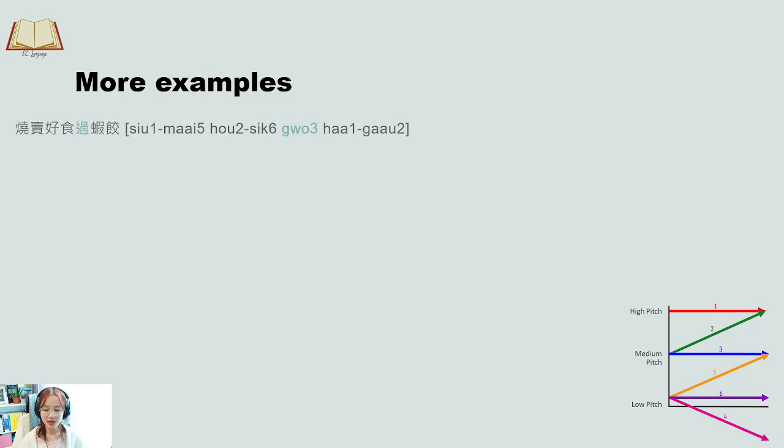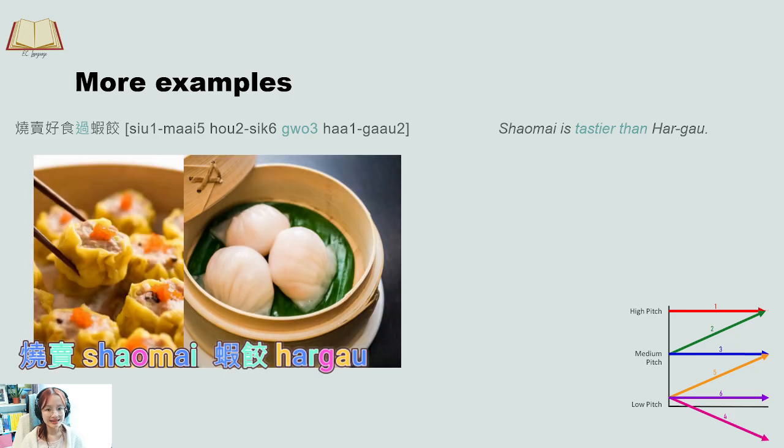燒賣好食過蝦餃. 燒賣 is tastier than 蝦餃. In case you don't know what these are, two are types of dumplings in dim sum, which is a type of Cantonese delicacy or Cantonese snack. So you'll find these in most Cantonese or Chinese restaurants.